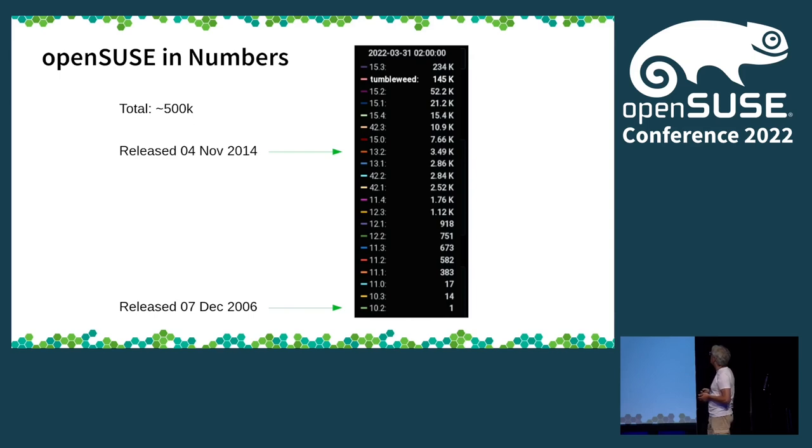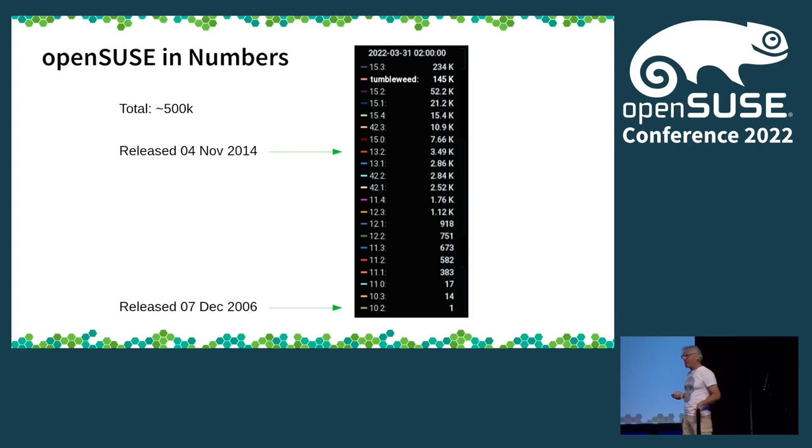So 15.3 is currently the most used distribution, instantly followed by Tumbleweed, which has around 145,000 installations. So roughly, Leap 15.3 has about 50% more installations than Tumbleweed. And the rest, which is some 50K, is split between these unmaintained releases. And there is even one machine running openSUSE 10.2, which was released in December 2006, which is some 16 years old. We need to get this guy moved to probably Tumbleweed. Anything else will probably not work.